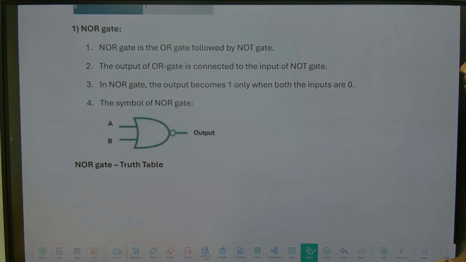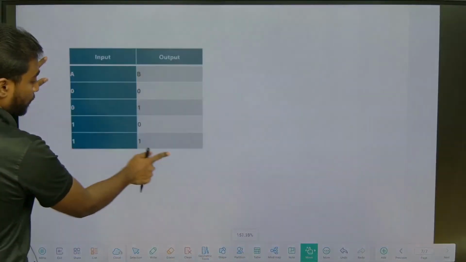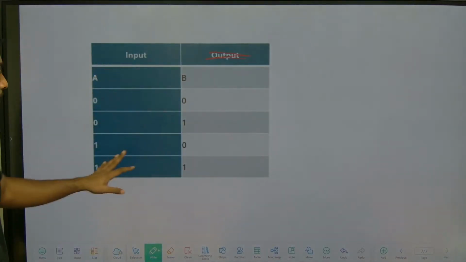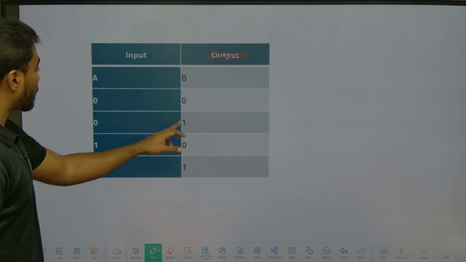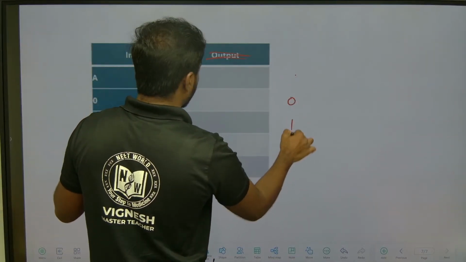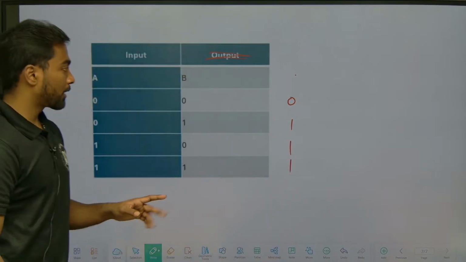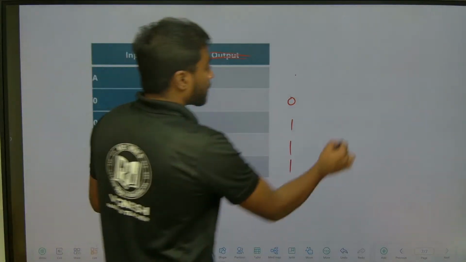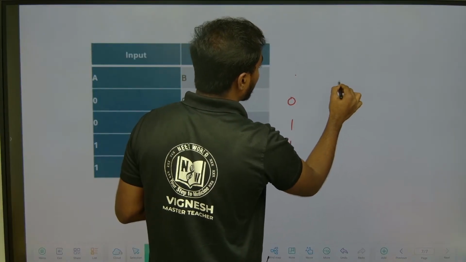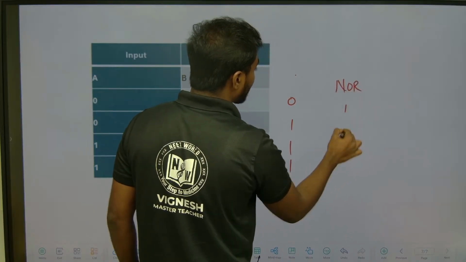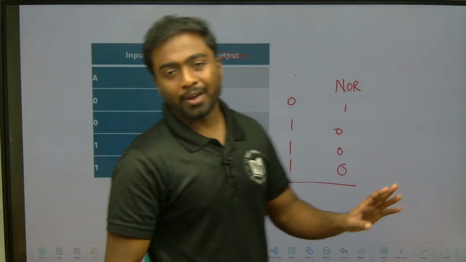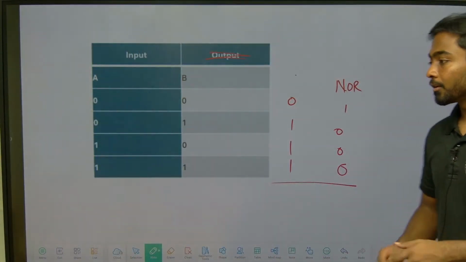Got it? If you see the table, this is not output, this is the input of both A and B. So A, B: 0 0, 0 1, 1 0, 1 1. The output for the OR gate will be 0 1 1 1. Now the output of the NOR gate will be 1 0 0 0. Got it? This is about the input and output of AND gate, NAND gate, OR gate and NOR gate.